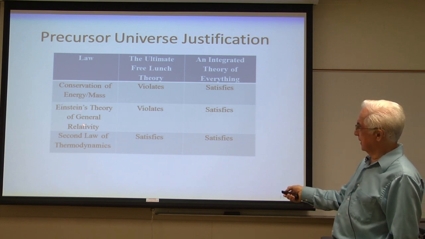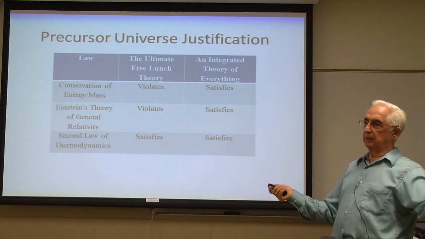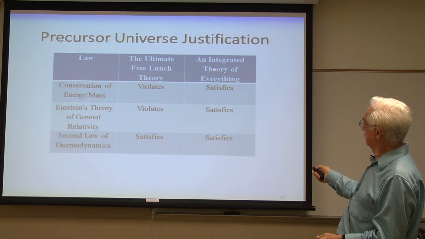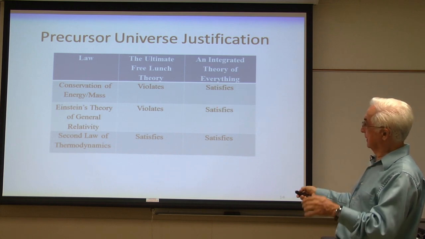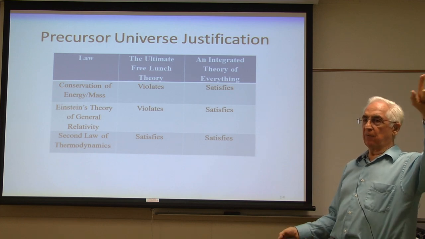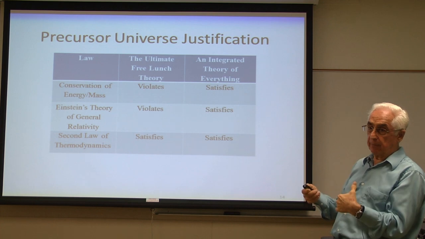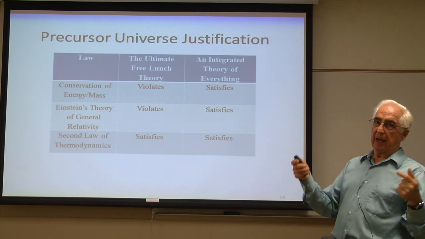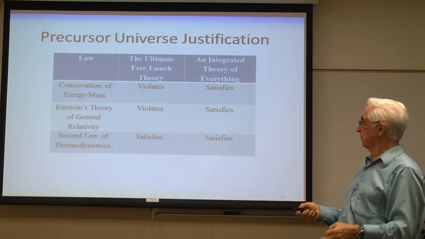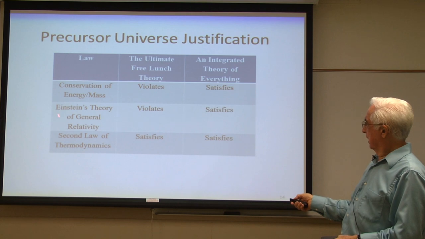The ultimate free lunch violates Einstein's theory of relativity because before time t equals zero, there was nothing but noise or random fluctuation. In contrast, an integrated theory of everything did include the supermassive black hole of our precursor universe. It included the white hole, which is the Big Bang of our universe, and it included the Einstein-Rosen bridge, which is that donut-shaped singularity between the two universes.